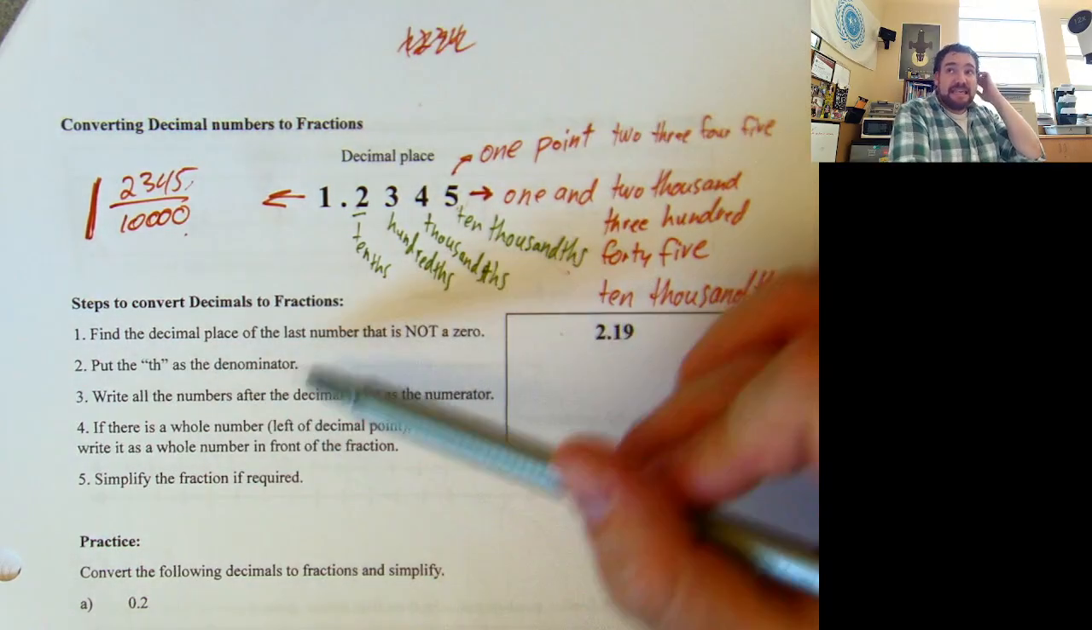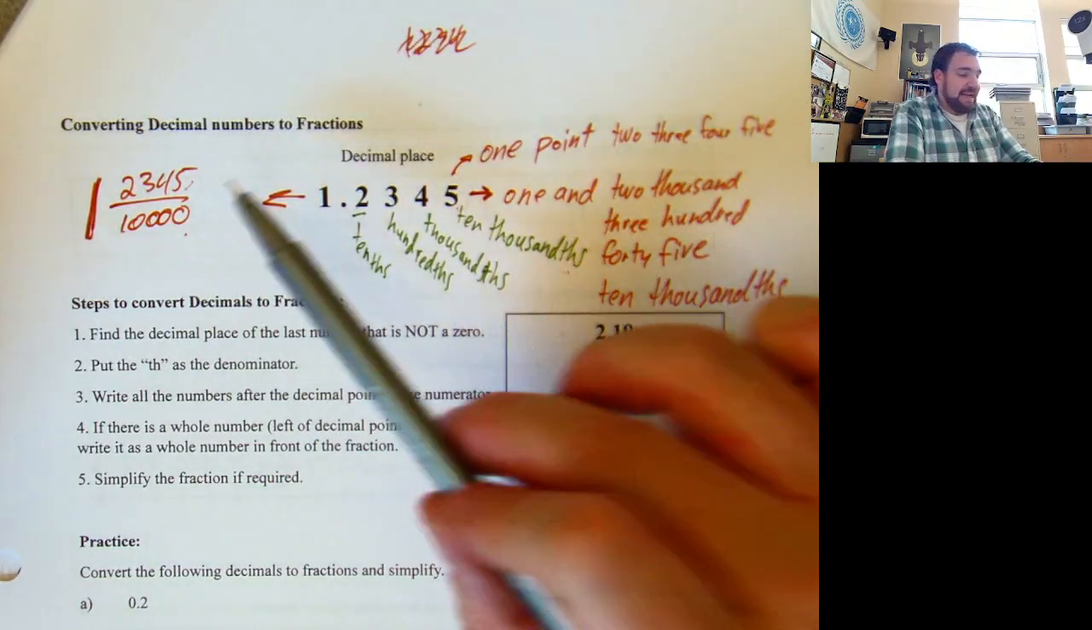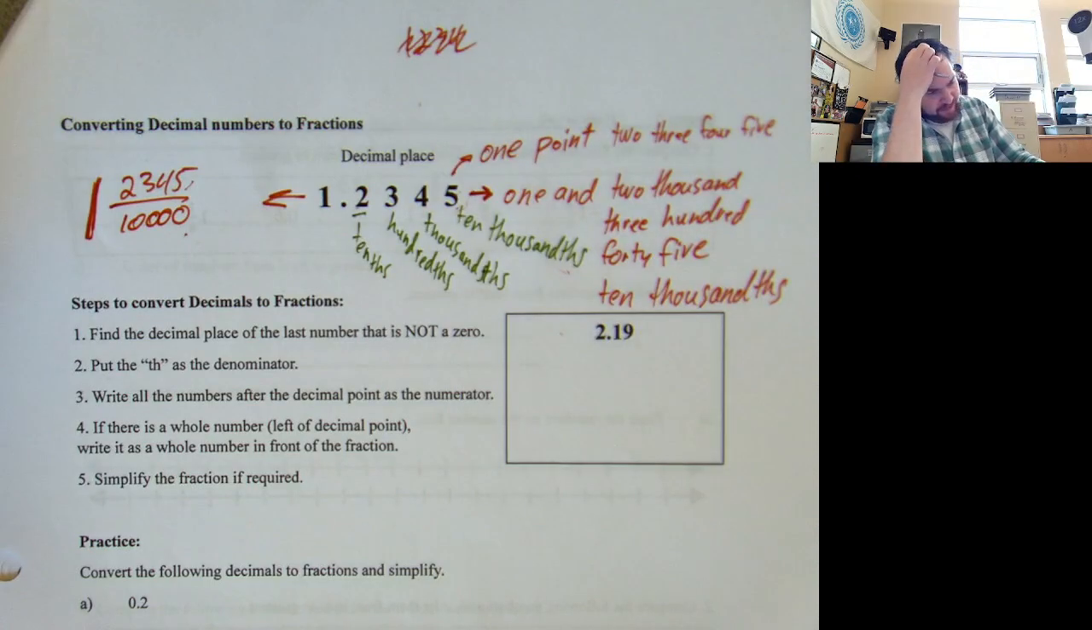So this is the process that we did to get to this point. And now I can simplify that thing. What are 2,345 and 10,000 both divisible by? 5. How do you know, Bosco? Because it ends in 5 and the other one ends in 0. Numbers that end in 5 and 0 are both divisible by 5. So you need to know some of your divisibility rules now.